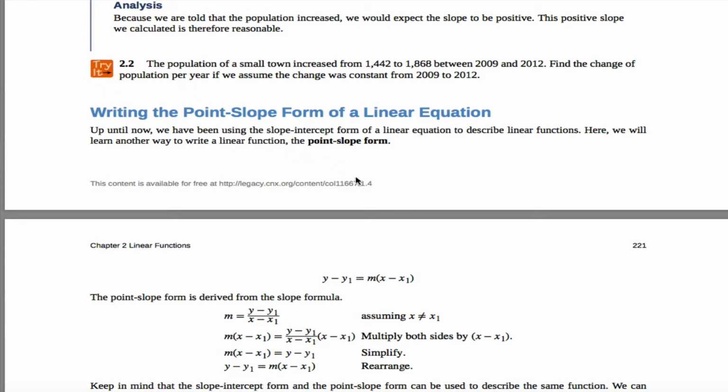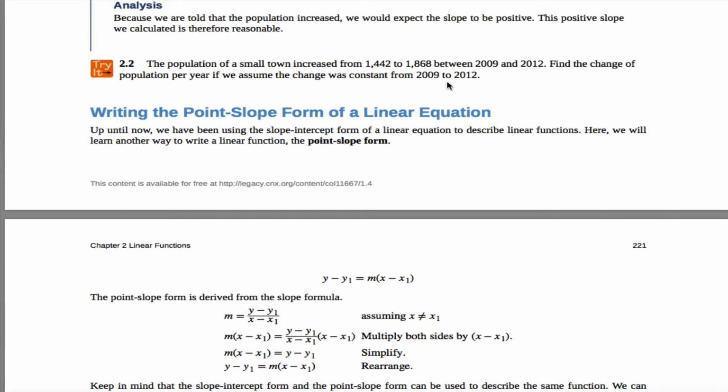Okay, here's Try It 2.2, kind of an awkwardly phrased question, so I wanted to talk through it a little bit. We've got a small town, and its population changed from this number to this number from this year to this year. So in 2009, here's the population. In 2012, here's the population. And we're asked to find the change of population per year if we assume the change was constant from this year to this year.